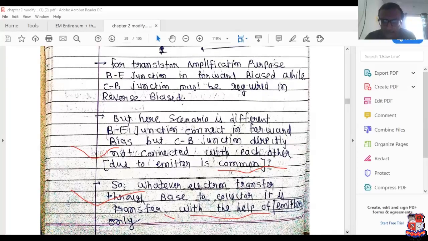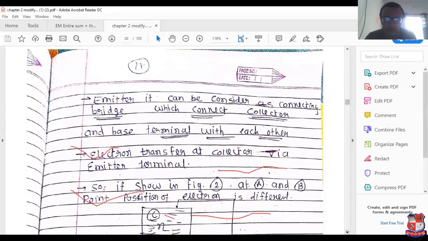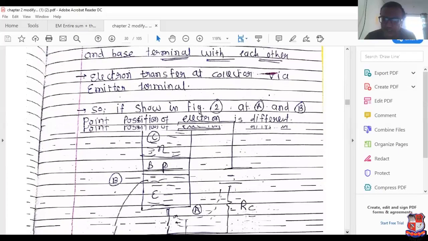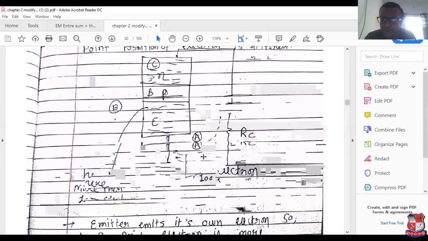Next, the emitter can be considered as a connecting bridge which connects the collector and base terminals with each other. Electrons can transfer to the collector via the emitter terminal. This is the correct justification. So with more electrons, say 100 electrons, obviously there are more than 100. What is the difference if it increases? That difference is known as beta. Here there are more than 1000 electrons, because the emitter also emits its own electrons.